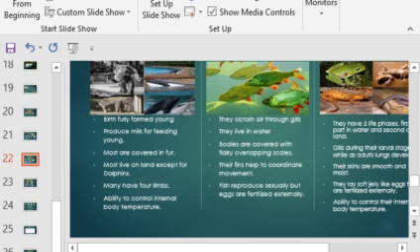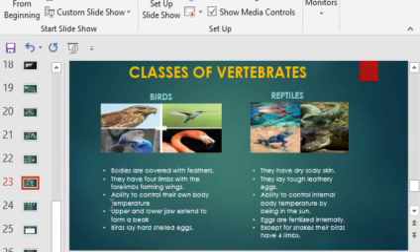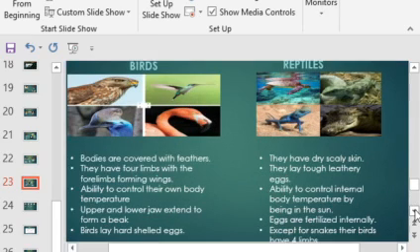Alright, so we have our last two classes of vertebrates here. We have the birds. The bodies are covered with feathers. They have 4 limbs, with the front limbs forming wings. So that's the front part of their limbs. They form the wing structure.